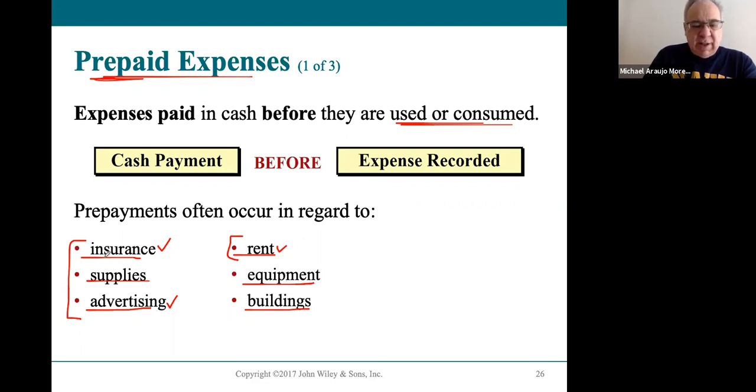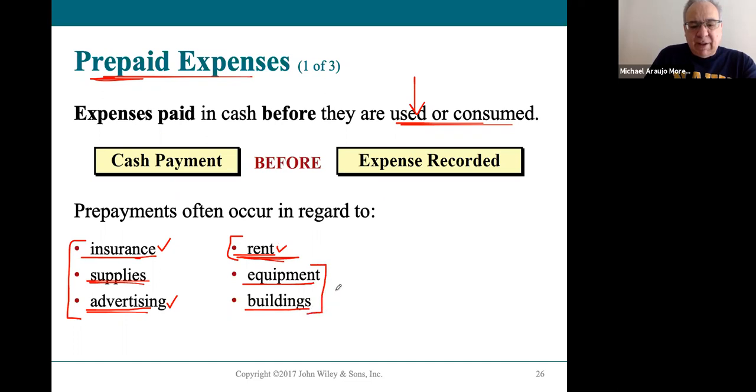So prepaid insurance is an asset. It'll eventually be insurance expense. Supplies is an asset. It'll eventually be supplies expense. Prepaid advertising is an asset. It'll eventually be advertising expense. Prepaid rent is an asset, but it'll soon be rent expense. How soon? Whenever we use it.